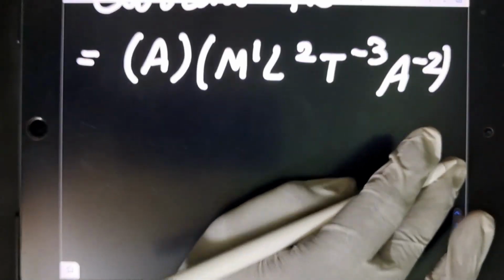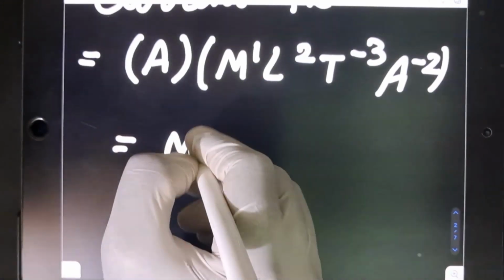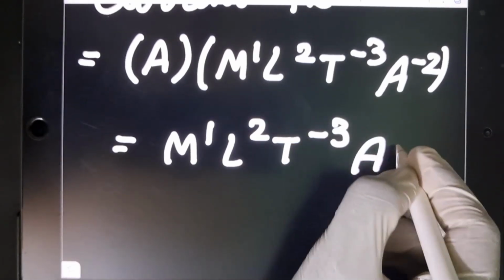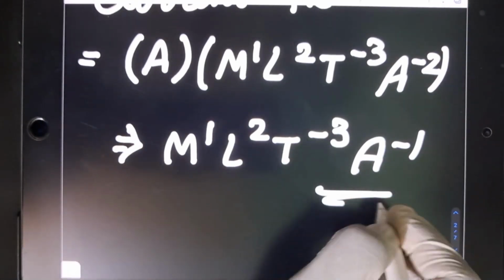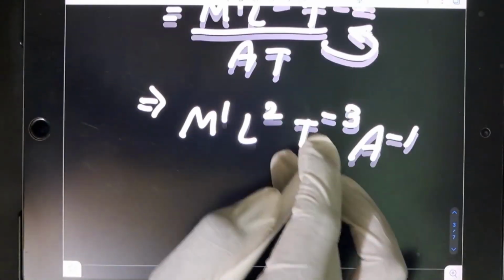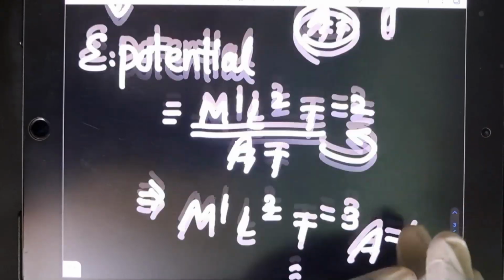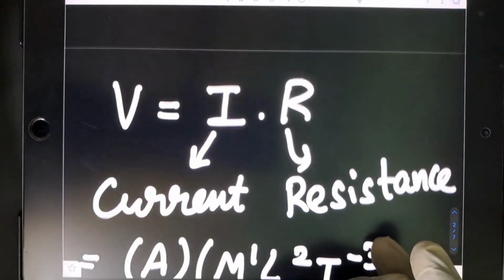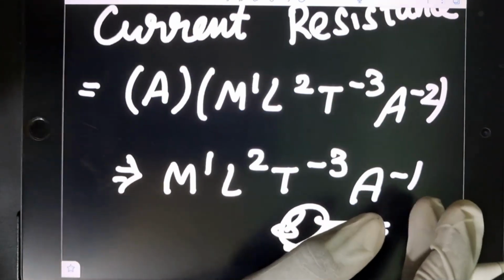So on solving, we get M^1 L^2 T^-3 A^-1. Same with the two different formulas. V is equal to work by charge, and we get the same formula. Now let's see the dimensional formula of electromotive force, EMF.